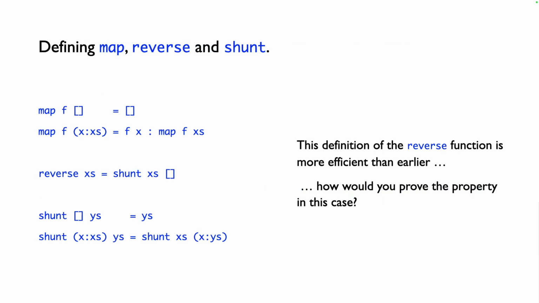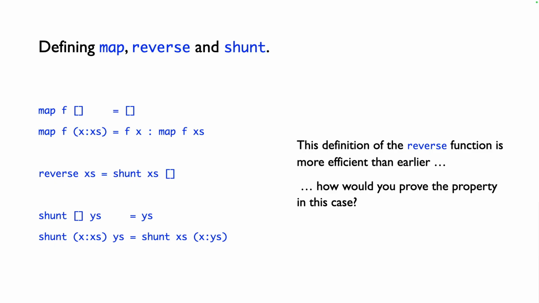I'd also like to look at a more efficient definition of reverse, and this is defined using what's called a shunt function, and this is a tail recursive function. It shunts elements from the first list onto the second list and calls itself again. And what that does is if you put a list in the first argument, it terminates with the reverse list in the second argument and then returns that. And so that gives us a more efficient, a linear rather than a quadratic, list reverse function.